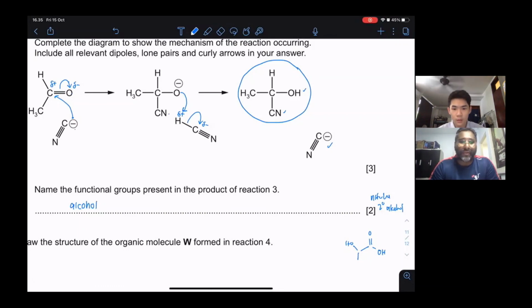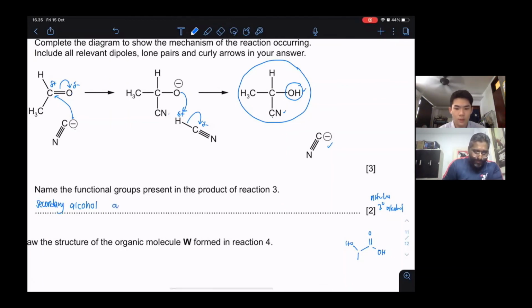We can say hydroxyl group. Remember in the previous past year paper, hydroxyl group. So alcohol is correct. That is alcohol. If you want to mention what type of alcohol this is: primary, secondary, tertiary? Secondary. Yes, secondary alcohol. If you want to mention it, it would be better. But alcohol is fine.